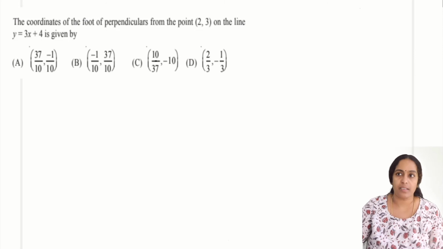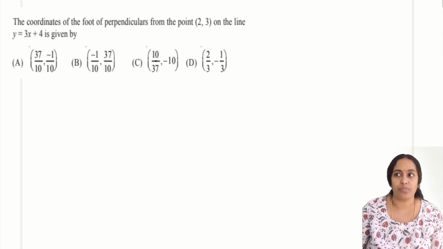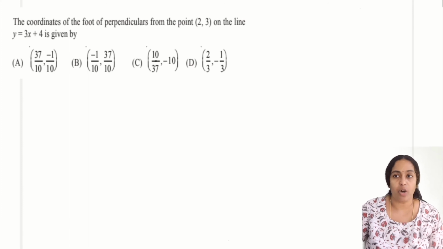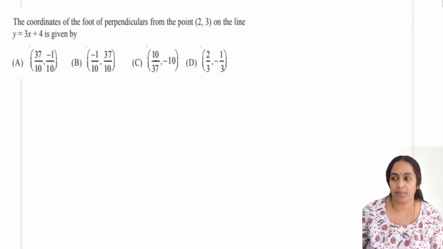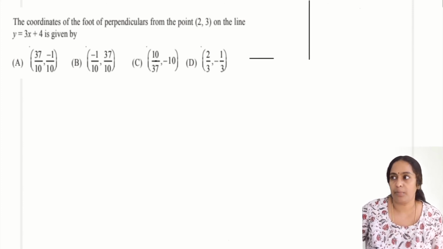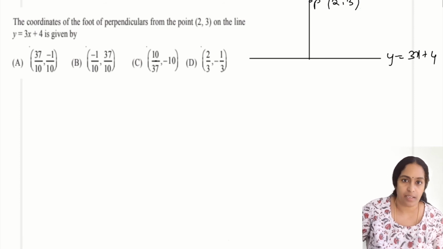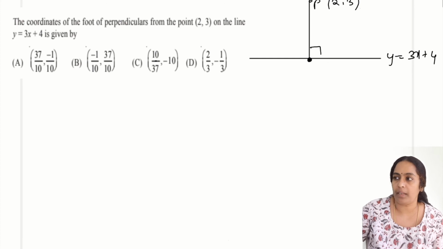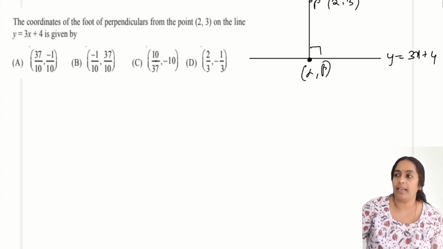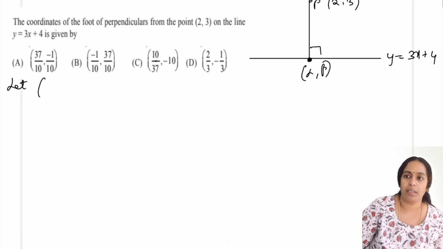The next question is: coordinates of the foot of the perpendicular from the point 2 comma 3 on the line y equals 3x plus 4. So the coordinates of the foot of the perpendicular are asked in the question. Let alpha comma beta be the coordinates.